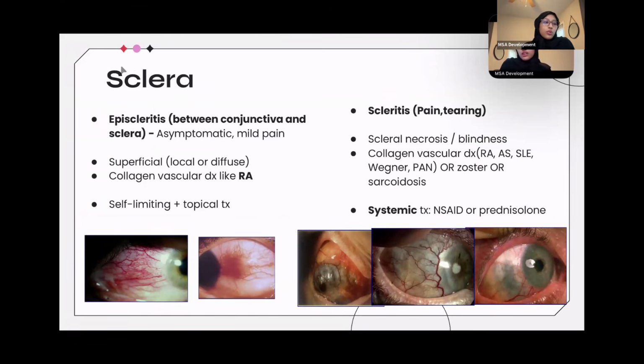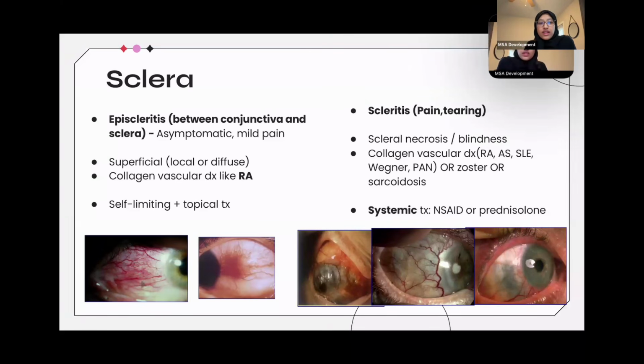Now we talked about the cornea and the infections that can cause it. Let's move on to the sclera, the white part of the eye. The white part of the eye can have inflammation as well that can cause red eye. That can be scleritis or episcleritis. Epi means above, slightly above the sclera, but still between the conjunctiva and the sclera. So above sclera, but below the conjunctiva. Episcleritis is asymptomatic and milder. Scleritis is more painful, a tearing pain, and more emergent than episcleritis.